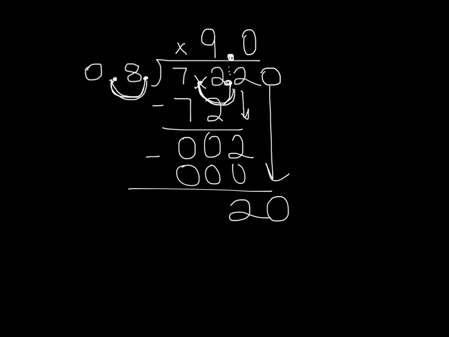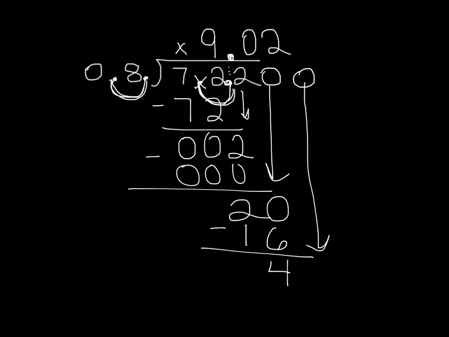So now my next step is to divide. 20 divided by 8 is 2. 2 times 8 is 16. 20 minus 16 is 4. And so now I need to bring down again, so I'm going to add another 0 to the end of that decimal and bring it down. And 40 divided by 8 is 5. 5 times 8 is 40. 40 minus 40 is 0. Now I have my answer, 9 and 25 thousandths right here.